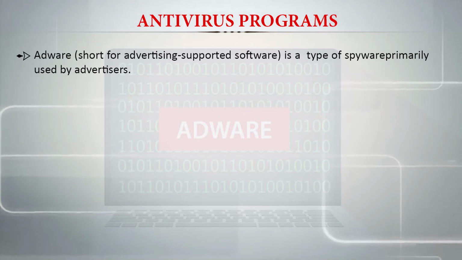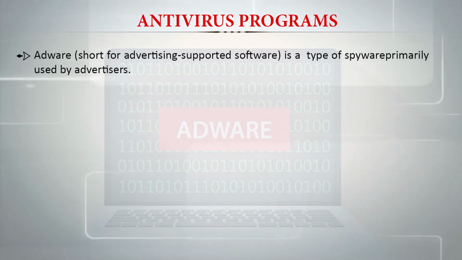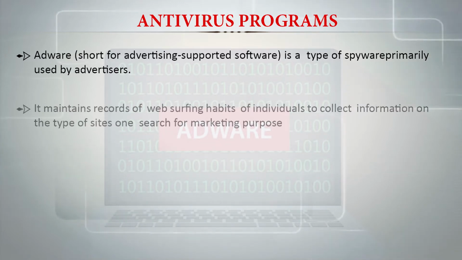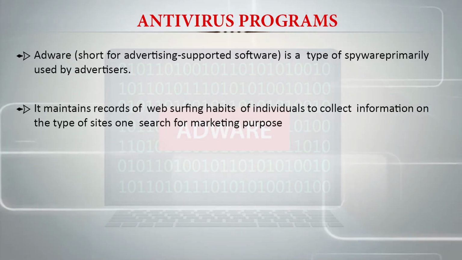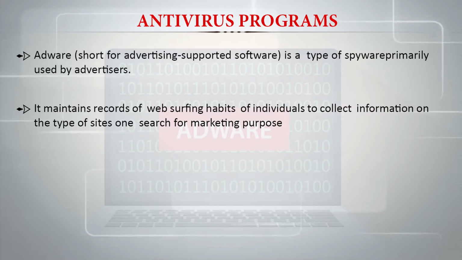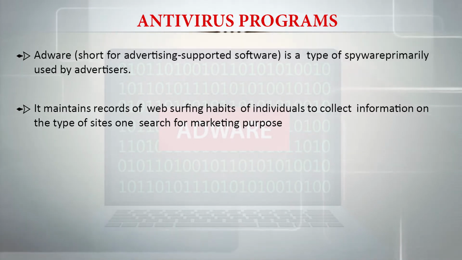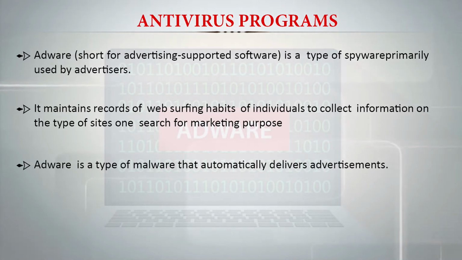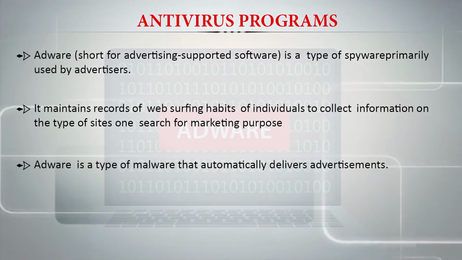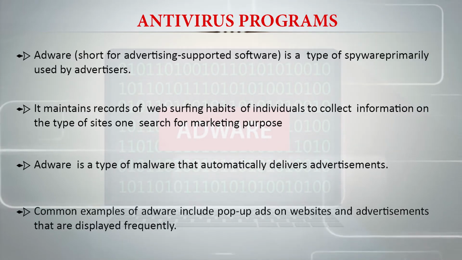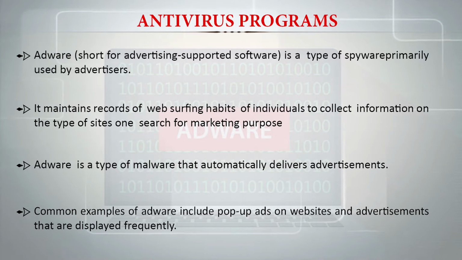Adware is short for advertising-supported software. It is a type of spyware primarily used by advertisers. It maintains records of web surfing habits of individuals, to collect information on the types of sites one searches for, for marketing purposes. Adware is a type of malware that automatically delivers advertisements. Common examples of adware include pop-up ads on websites and advertisements that are displayed frequently.